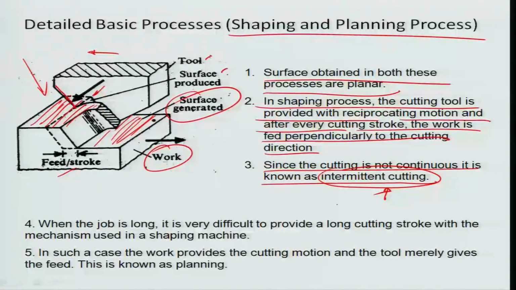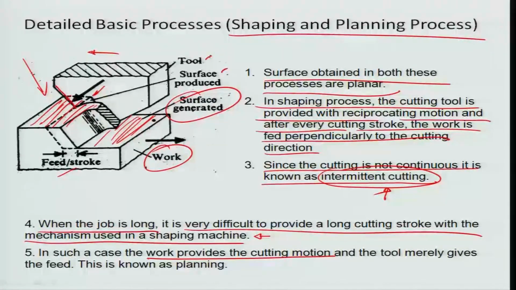When the job is long, and it is very difficult to provide a long cutting stroke with the mechanisms used in a shaping machine, generally in that kind of a case, instead of moving the tool all over the whole span of the job, you basically move the workpiece. So, the workpiece provides the cutting motion and the tool merely gives the feed, and that operation then would be known as a planing operation.